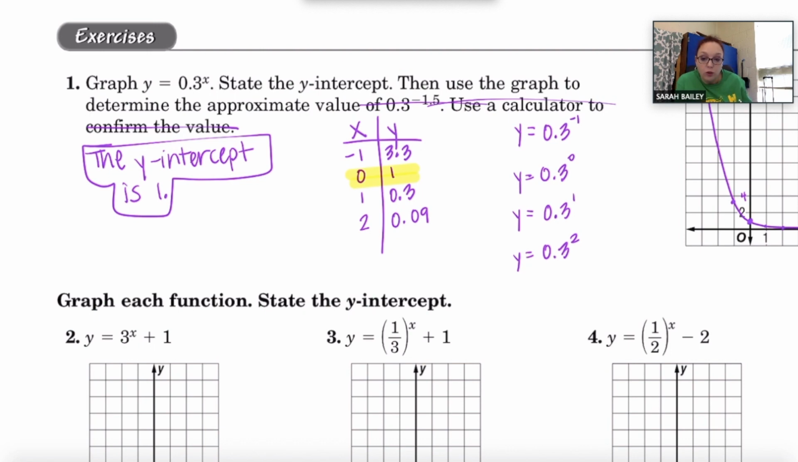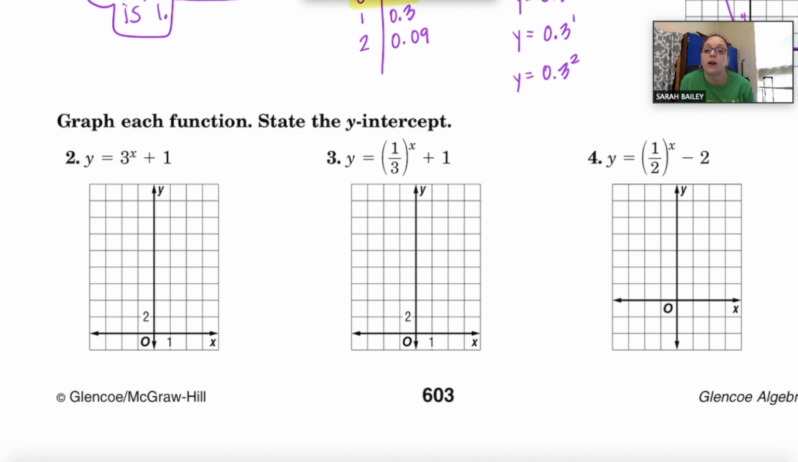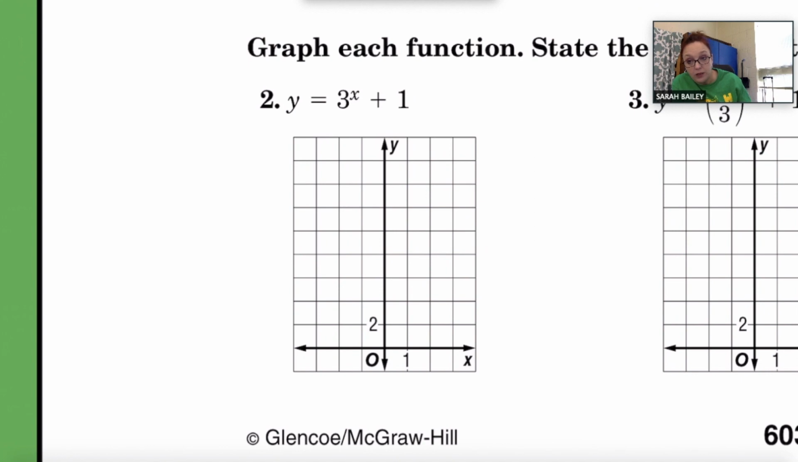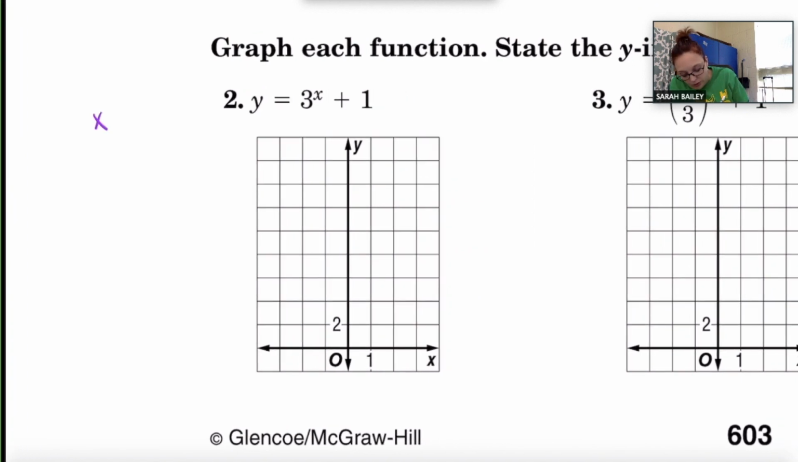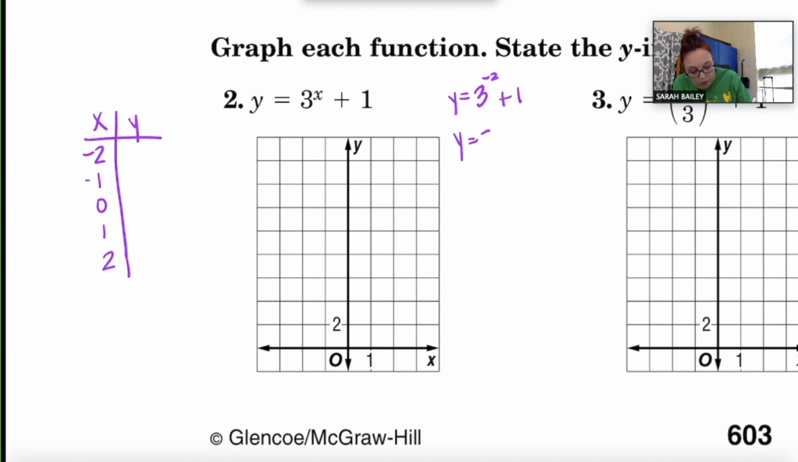Let's look at number 2. For this section, it says to graph each function and state the y-intercept. So again, I'm going to come over here and make a table and pick some values. Let's do negative 2, negative 1, 0, 1, and 2, so you can get a few extra examples. I'm going to do each of these in my calculator: y equals 3 to the negative 2 power plus 1, y equals 3 to the negative 1 power plus 1, y equals 3 to the 0, 3 to the first, and 3 squared.